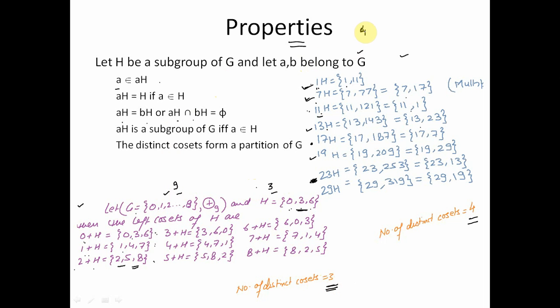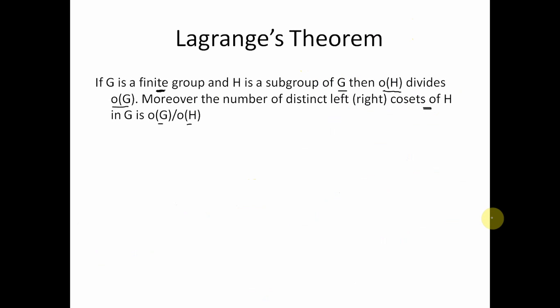Again, in this case, order of group was 8 and order of subgroup was 2. So number of distinct cosets is 4, 8 divided by 2, 4. So this theorem is being verified by these two examples. Now let us prove this theorem.